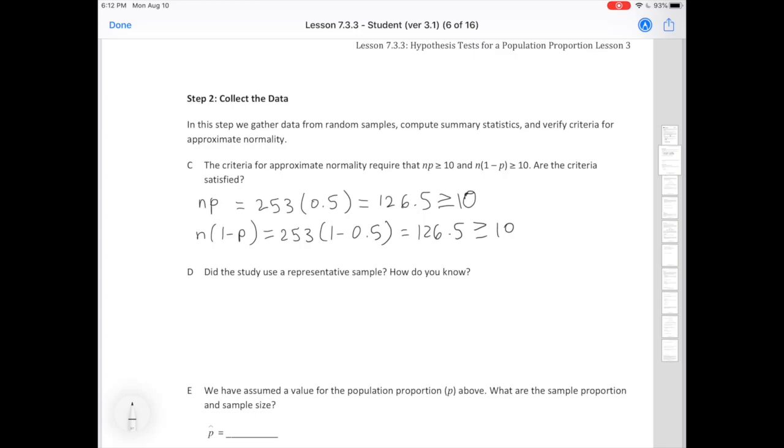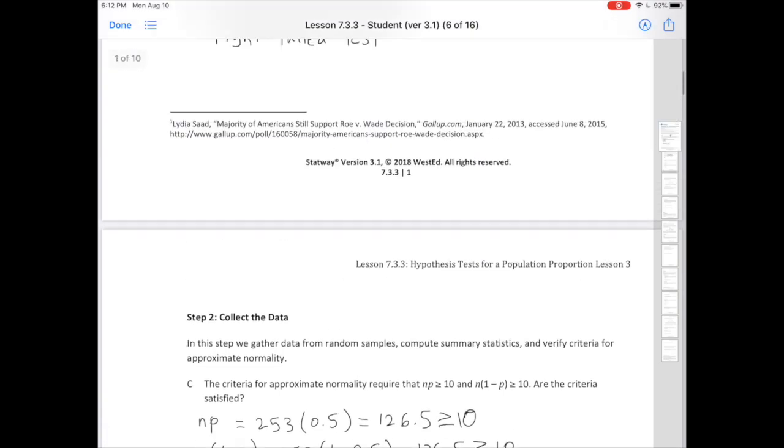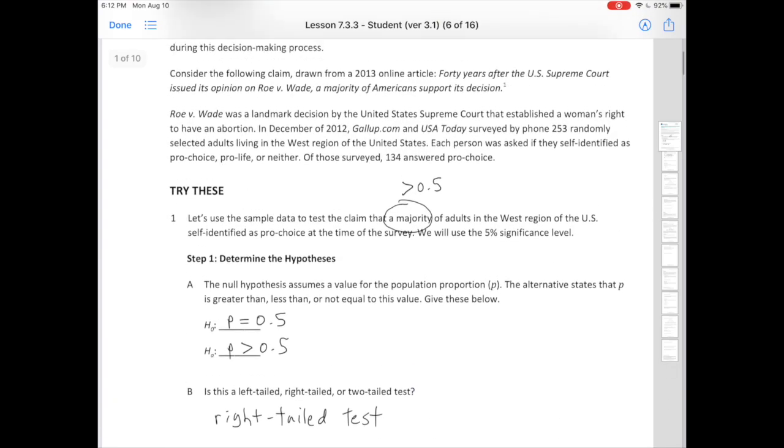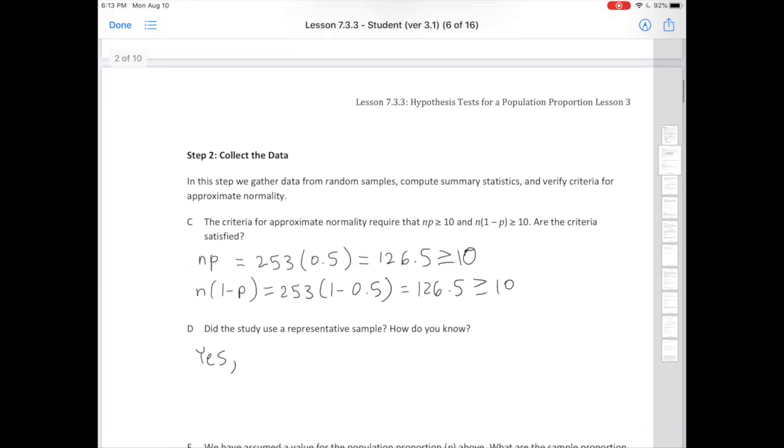Let me put that on the next line here. It says, did the study use a representative sample? Yes. Because if you go back up here and you look, it says that they lived in the west region of the United States, right? So we got to be careful. This sample does not represent all Americans. However, it does represent people living in the west region of the United States because that's where they sampled from, right?